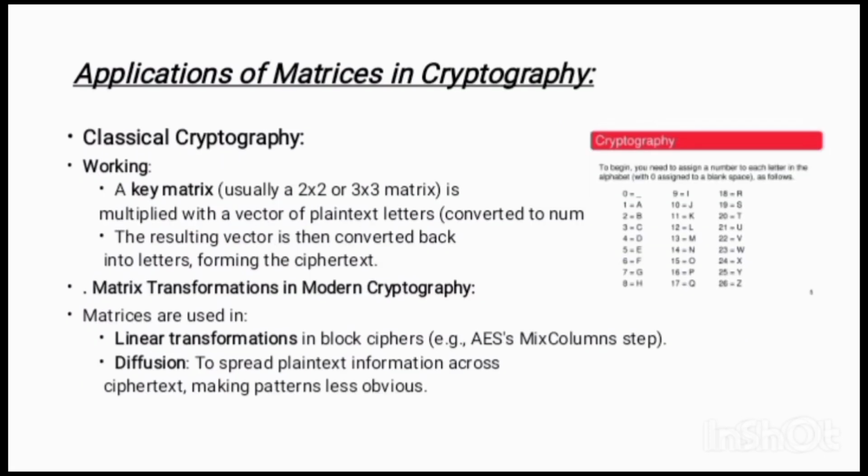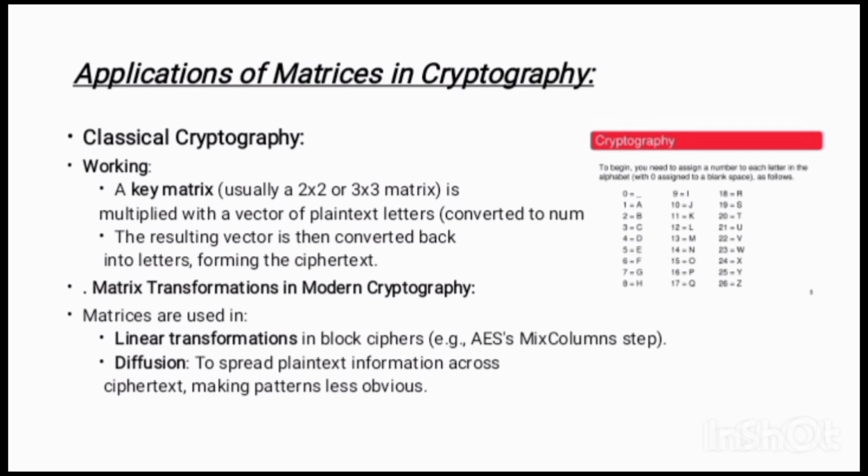Application of matrix in cryptography. Classical cryptography. A key matrix, usually a 2 by 2 or 3 by 3 matrix, is multiplied with a vector of plain text letters converted to numbers. The resulting vector is then converted back into letters, forming the ciphertext.